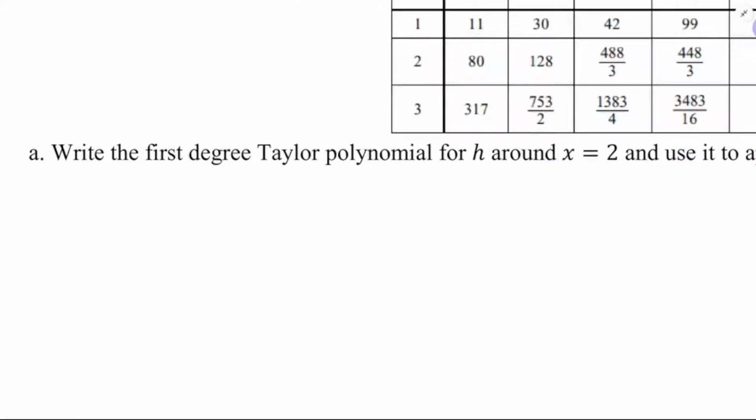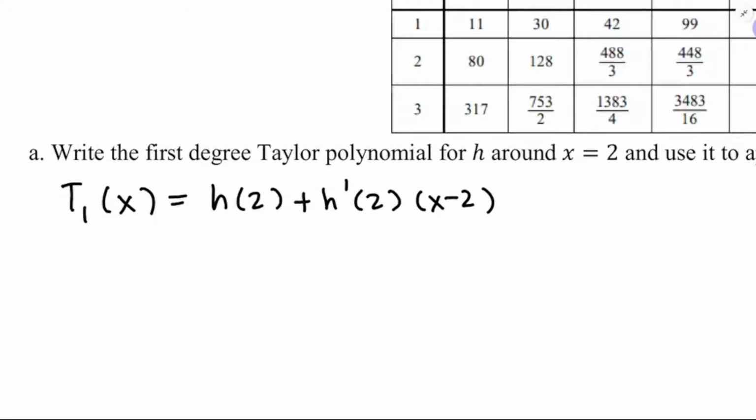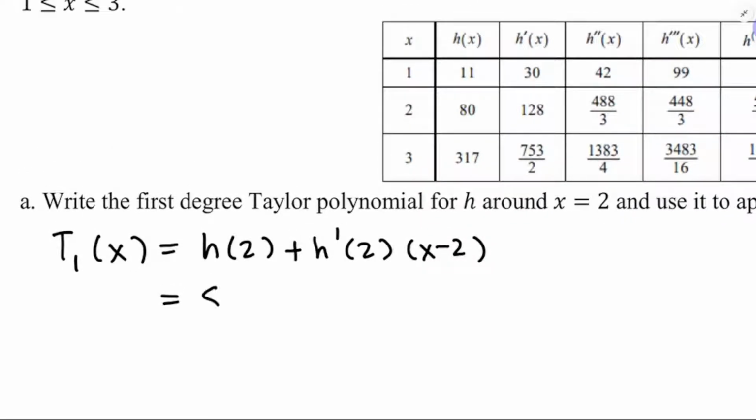Okay, so that would be T1 of x would equal h of 2 plus h prime of 2 times x minus 2, and that's the first degree. You divide by 1 factorial, we're done. Okay, so we just have to find those values: h of 2 is 80, plus h prime of 2 is 128 times x minus 2.